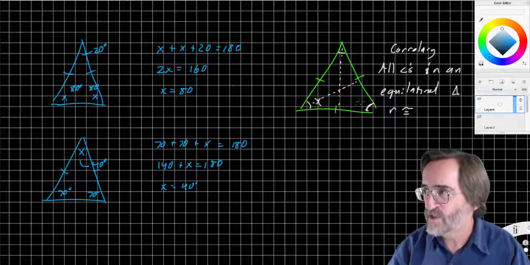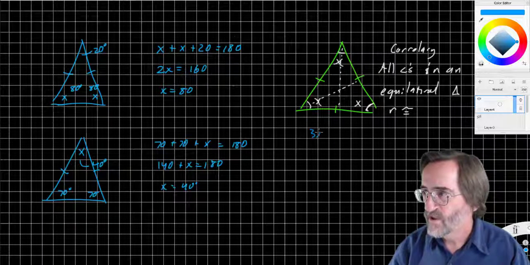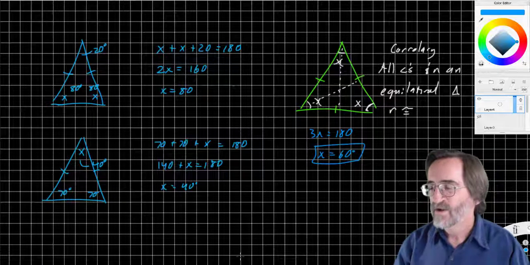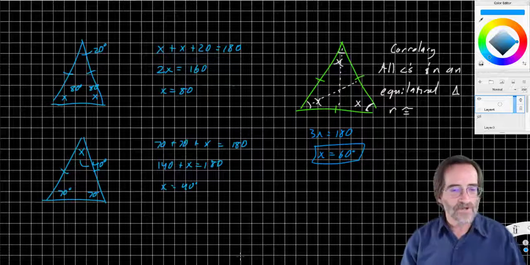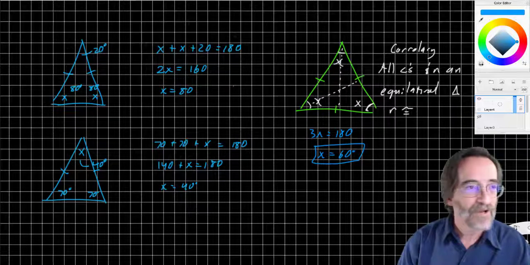Moreover, we can be even more specific than that. They're all the same, so call them x. That means 3 x's must equal 180. Divide by 3, and each angle must be 60 degrees. So every angle of an equilateral triangle is 60 degrees without fail, always. All right, so that's the isosceles triangle theorem.